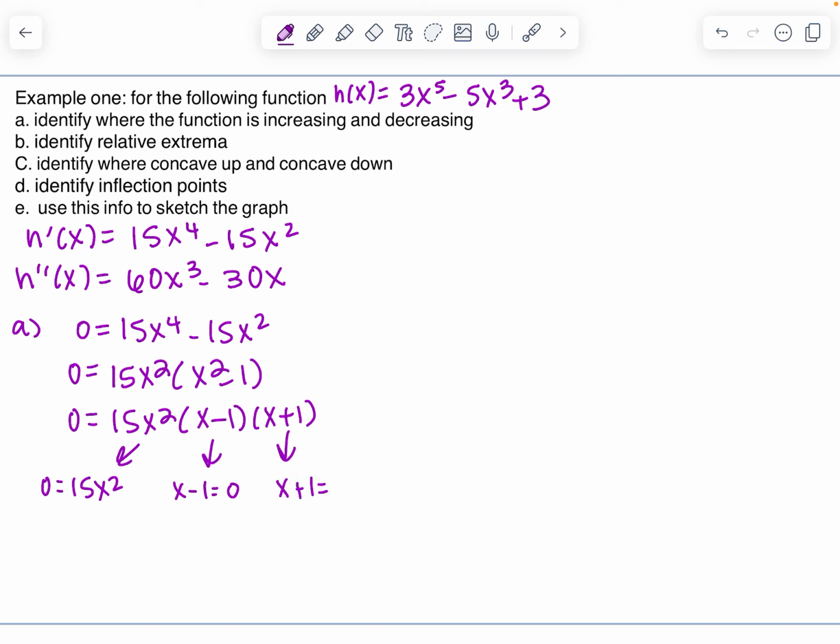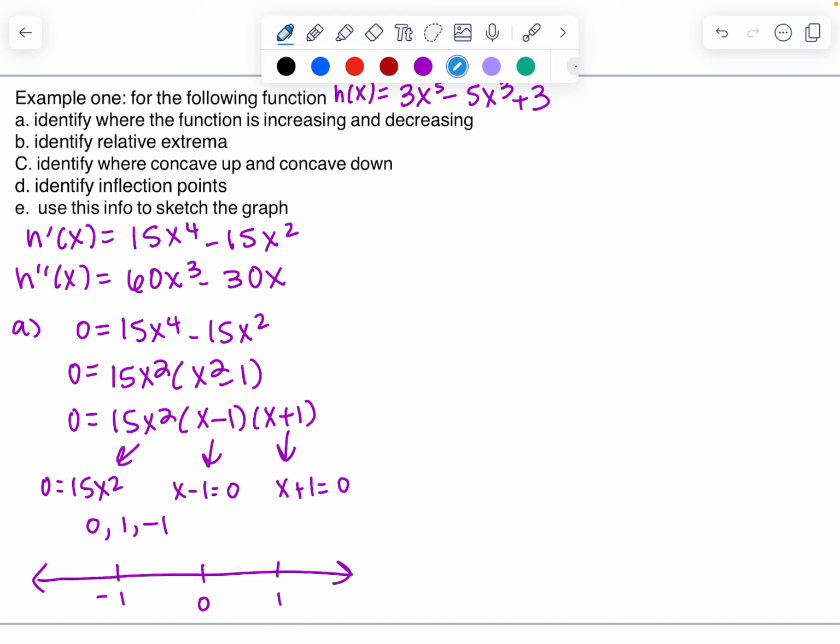And so my critical points are then going to be 0, positive 1, and negative 1. Those are the possible places where we could switch from positive to negative on the first derivative, therefore increasing and decreasing, and vice versa. So I'm going to make my line test. I'm going to do -1, 0, and 1, and then I'm going to plug in numbers in these intervals. I'm going to start by plugging in positive 2, and I'm just going to imagine what's going to happen.